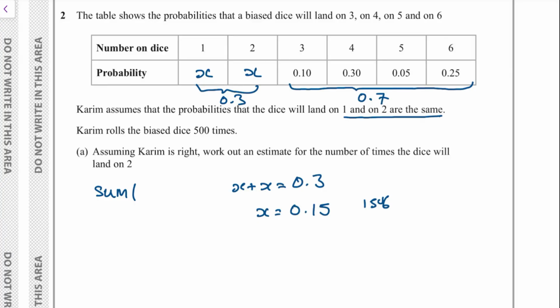Then it says, Karim rolls a dice 500 times, so the estimated outcome is going to be 500 times 0.15. Now, the way I'm going to do that on a non-calculator is I'm going to do 5 times 0.15, which is 0.75, and then I'm going to do 100 times 0.75, because that's nice and easy, because that just gives me 75 times, or 75 twos. That's right. So 75 twos. Okay, that feels right.